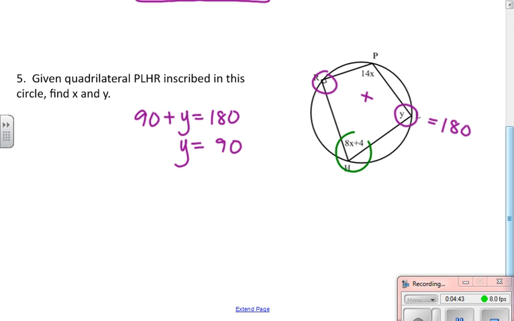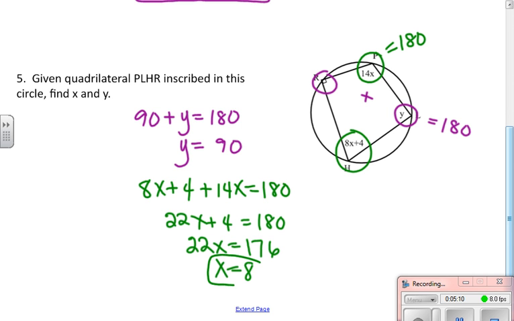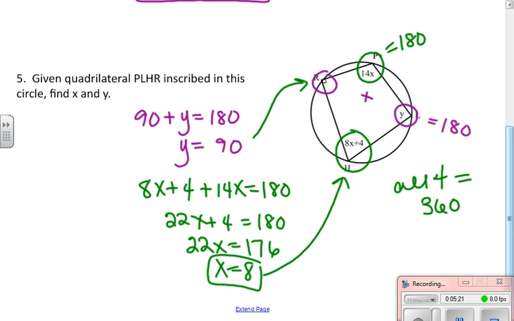If I look at this angle plus this angle, that also has to equal 180, so 8x plus 4 plus 14x has to equal 180. Combine like terms, so I have 22x plus 4 equals 180. Subtract 4 from both sides, divide by 22, and x is 8. To check your answer, you'd put 8 in for each of those, put 90 in there, and all 4 angles better equal 360 because that property of quadrilaterals still holds true.